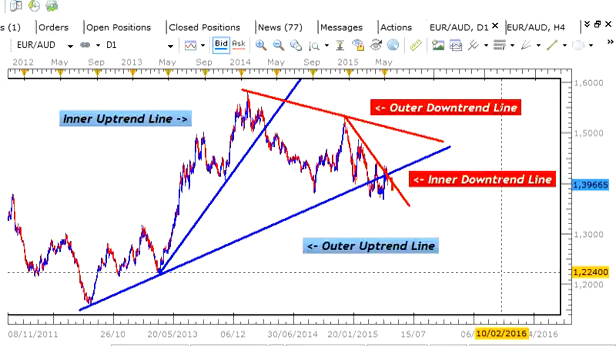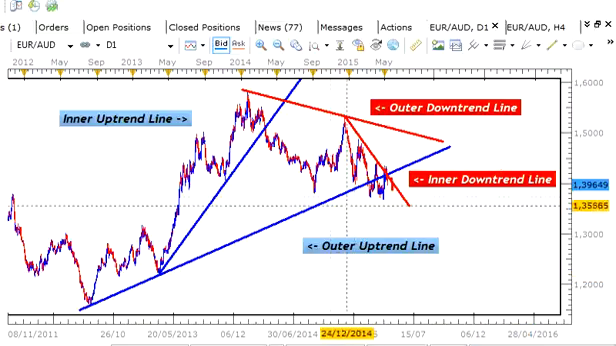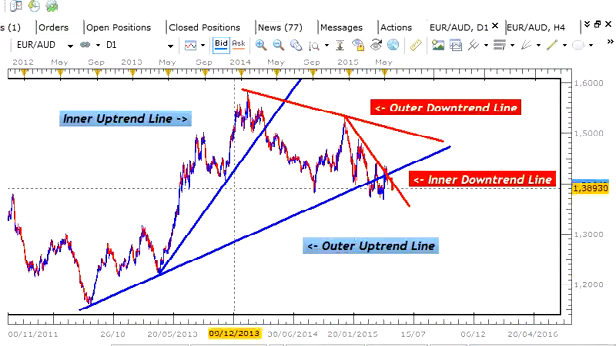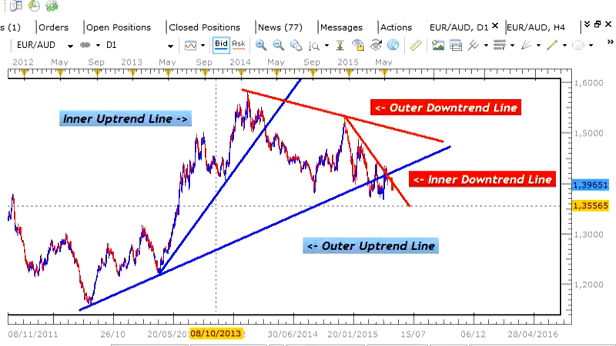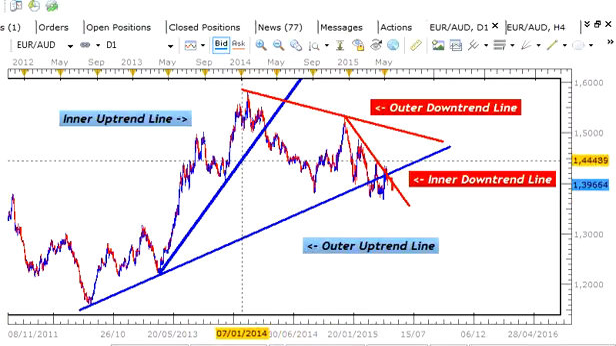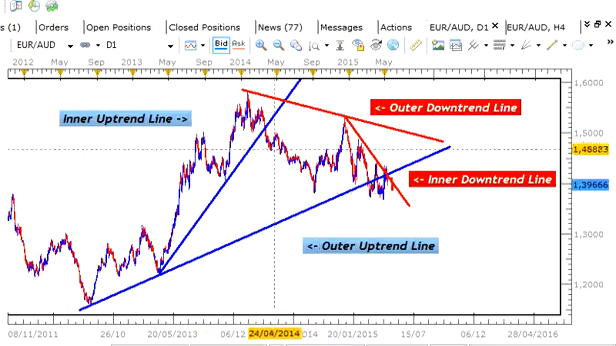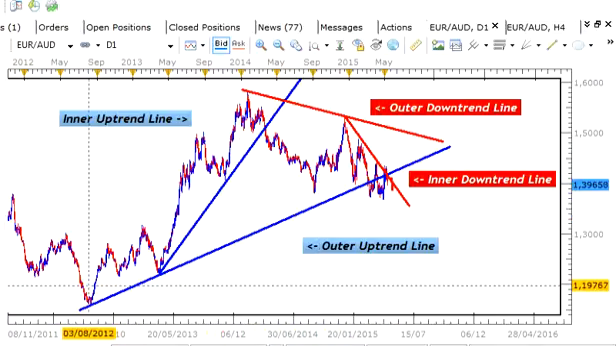Today I'm going to take a look at the situation on the Euro Aussie dollar pair. Here we can see that, like many of the other pairs in the currency market, this too has been in a very strong uptrend that created an inner uptrend line as well as an outer uptrend line. This uptrend has been in place again, similar to several other currencies, since 2012.